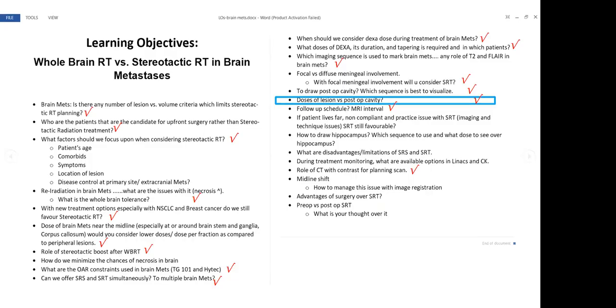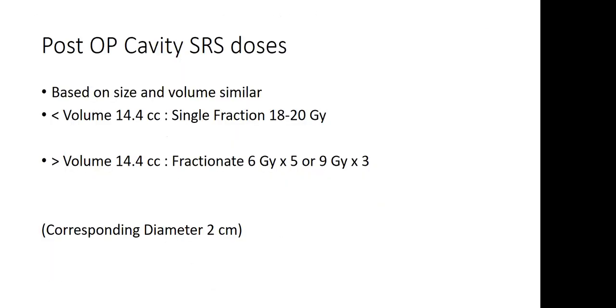Okay, so doses of lesions versus post-op cavity. We follow the volumes. 14.4 cc, basically this corresponds to 2 cm, the one which was mentioned in the RTOG 9005 study. So a 2 cm diameter actually corresponds to 14.4 cc. So in the post-op cavity, you're going to see that we have slightly reduced our dose, 18 to 20 gray, slightly reduced. But keep this in mind, this is for the cavity, total dissection.